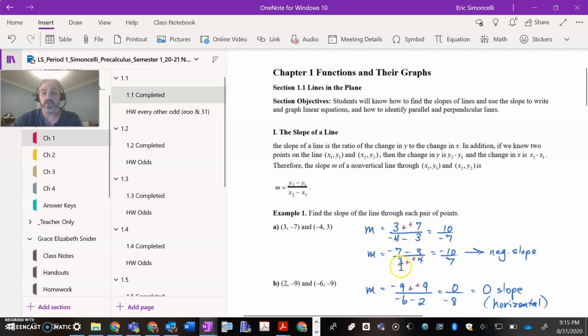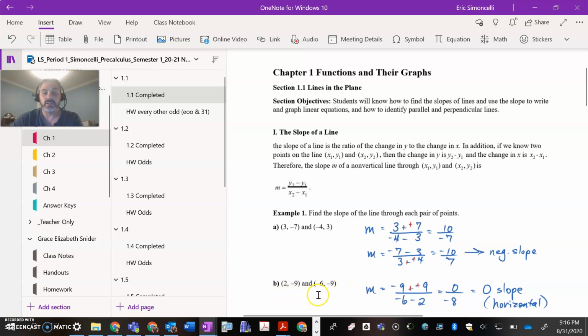Now, the other way that I did it, I actually flipped my (x1, y1) and (x2, y2), and I end up with the exact same fraction. Negative 10 sevenths is obviously giving us a negative slope. You can, in fact, switch (x1, y1) with (x2, y2) and get the same result as I show. Part B.